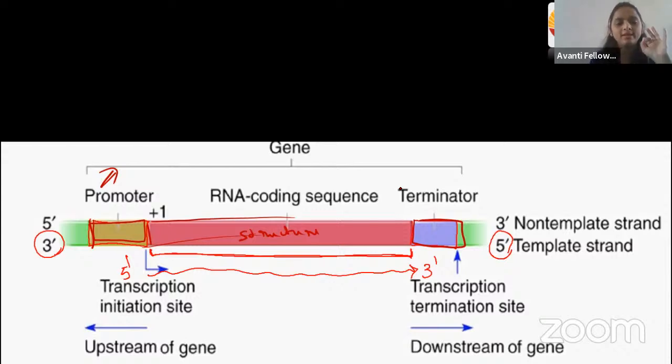In the exam they may ask you, where will the RNA polymerase come and bind? Is it going to bind on the DNA only? Yes, on the DNA only. Where? That is in the promoter region. In the promoter region it comes and binds, and it is going to elongate. It is going to synthesize the RNA. And where is it going to terminate?